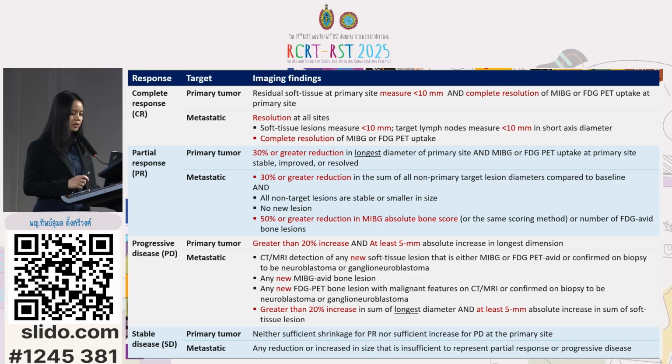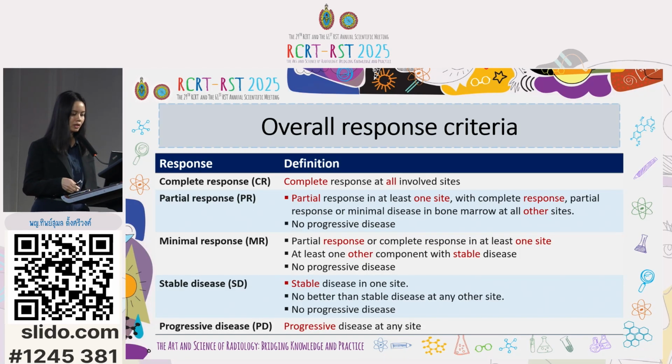The criteria are divided into assessment for primary tumors and metastatic disease. It evaluates size changes in the primary tumor and functional alterations, especially through the MIBG scoring system for metastatic disease. Based on the patient's response, the outcome is categorized as complete response, partial response, progressive disease, or stable disease. The overall response is determined by combining results from both primary tumors and metastatic disease.